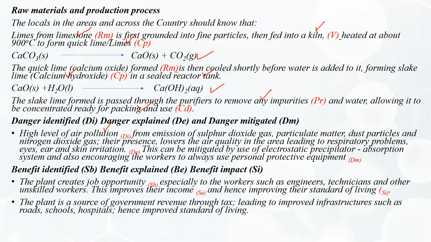Now, there is this one where we have put emission of sulfur dioxide, but in our process of production, do we have any sulfur dioxide gas? No, which means it's better for us to use carbon dioxide instead of sulfur dioxide. So let's not cram and put any answer. Instead of sulfur dioxide, we can put carbon dioxide gas, then particulate matter, dust particles, and now nitrogen dioxide gas. I don't see it anywhere. We can even remove this.